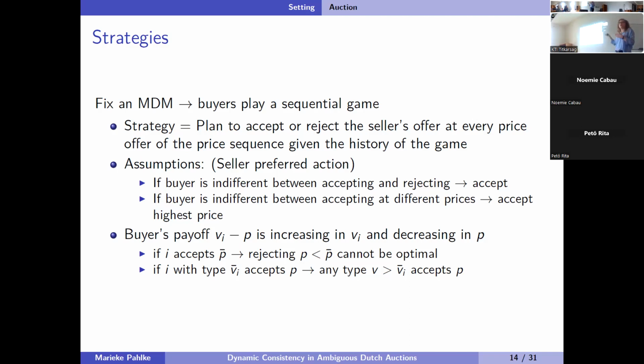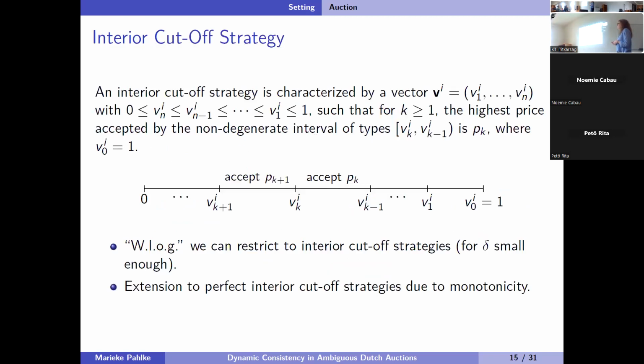And then everything else follows from this monotonicity. So what does it give us? Well, if we can just focus on the first price that the buyer accepts, we can look at so-called cutoff strategies. So we can just find intervals of types, and each of these intervals characterizes the types that start to buy at this price. So these are the types that accept PK and any price which is lower than PK. And just keep in mind, we are decreasing prices, so prices with the higher time index are lower prices. So PK+1 is smaller than PK.